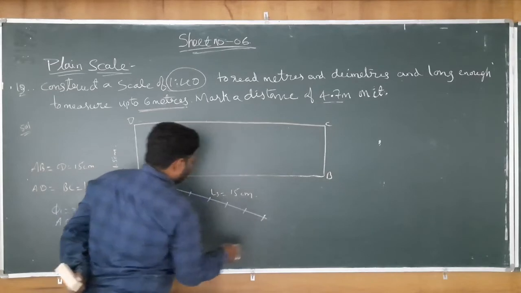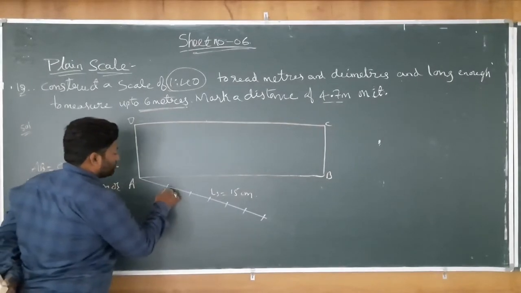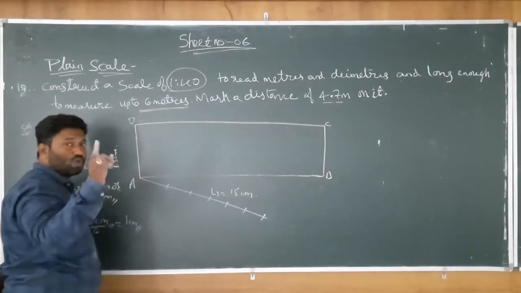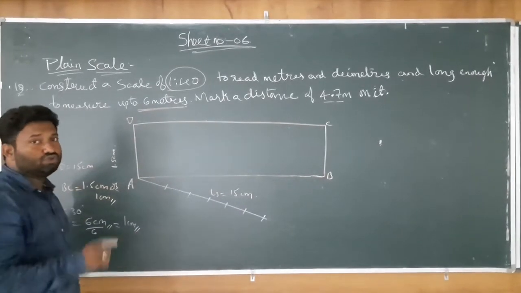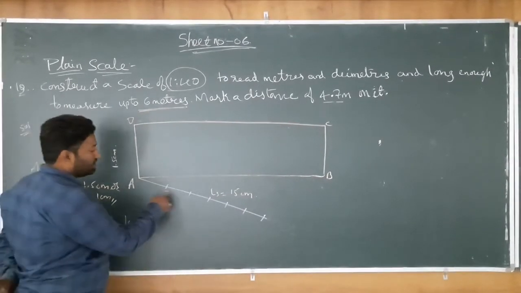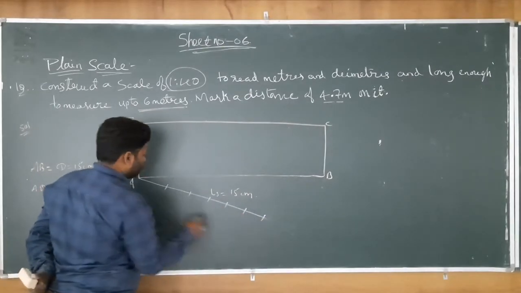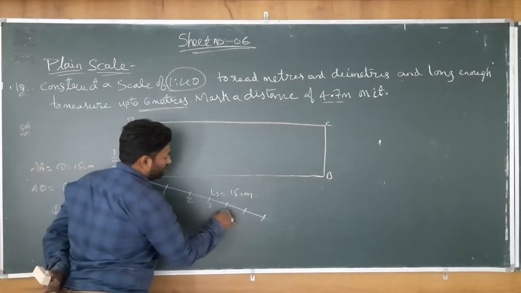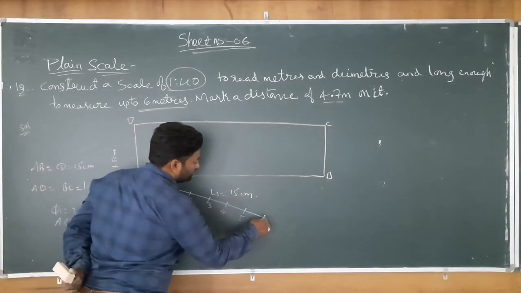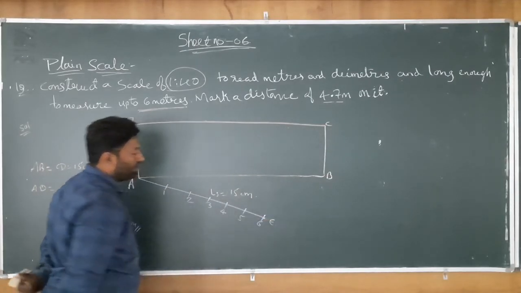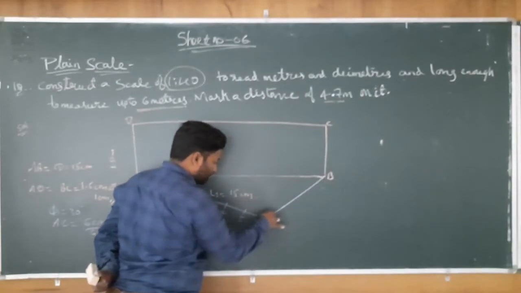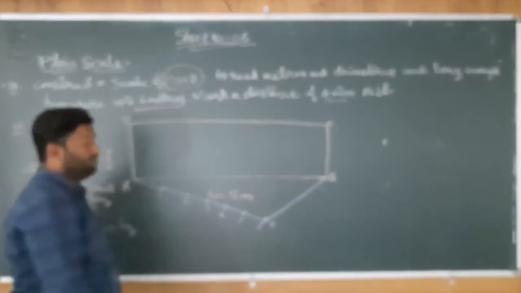So here when I am marking, the length of each division should be equal to 1 centimeter only. You can use your scale for marking these divisions. Here I will write 1, 2, 3, 4, 5 and this is 6, which is nothing but my E. Now after that I will join B to E.